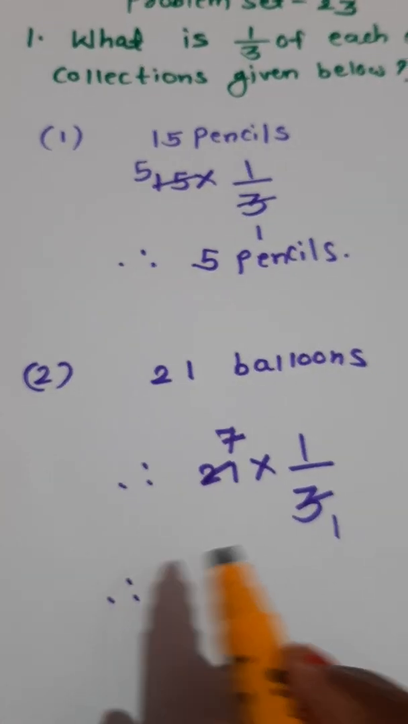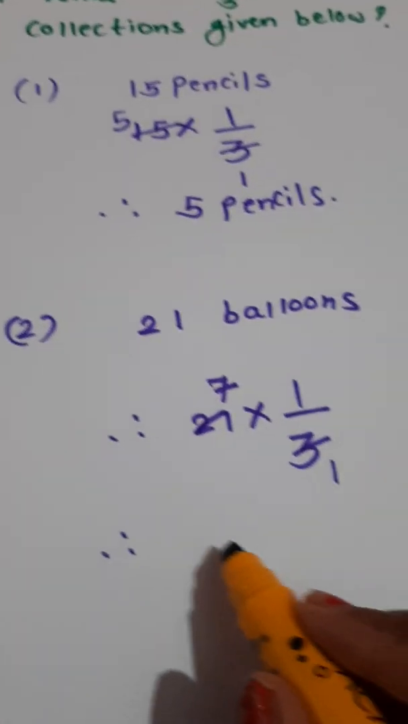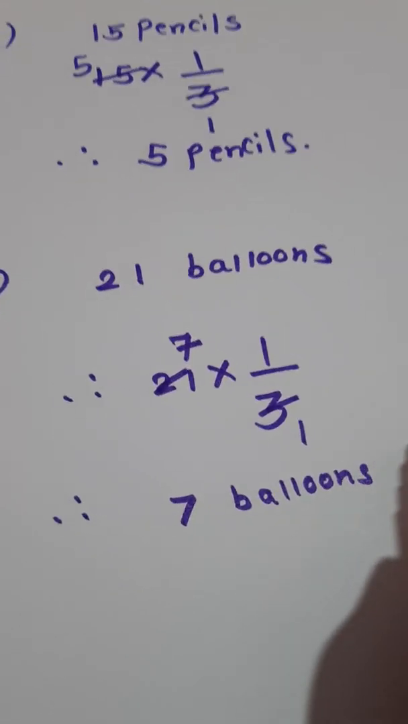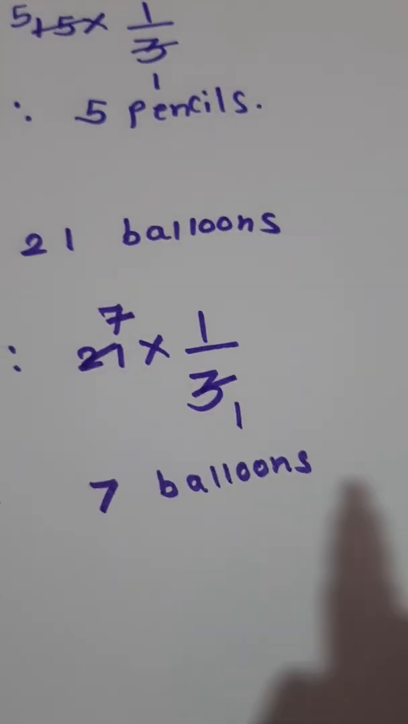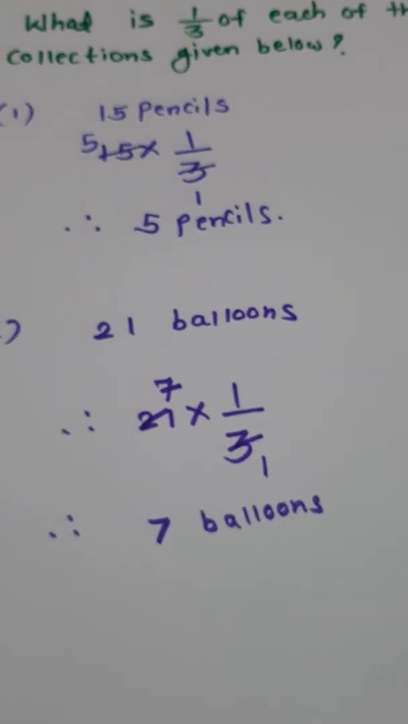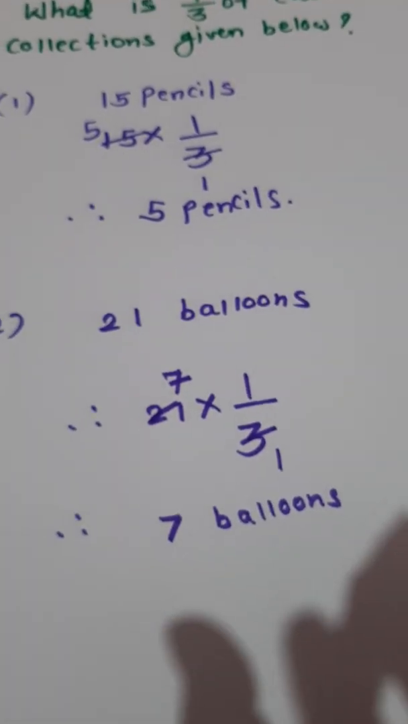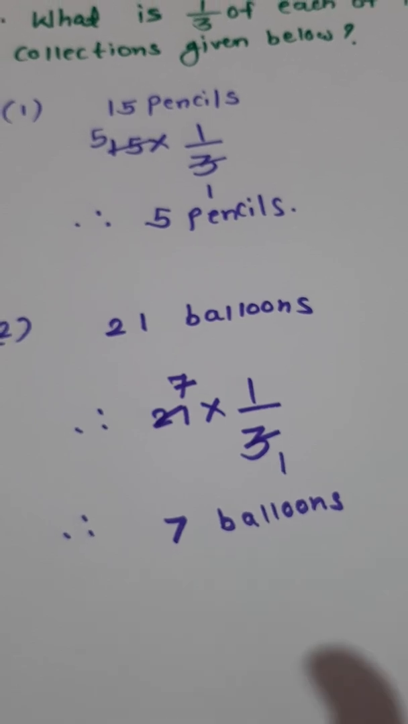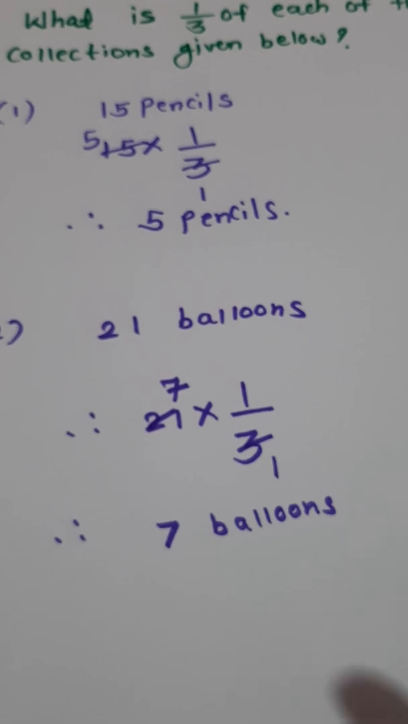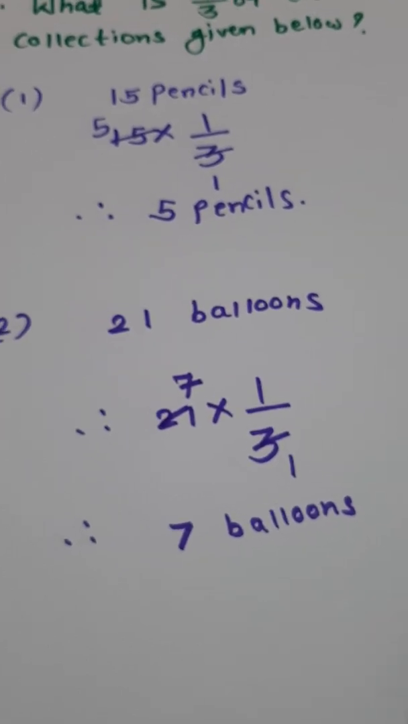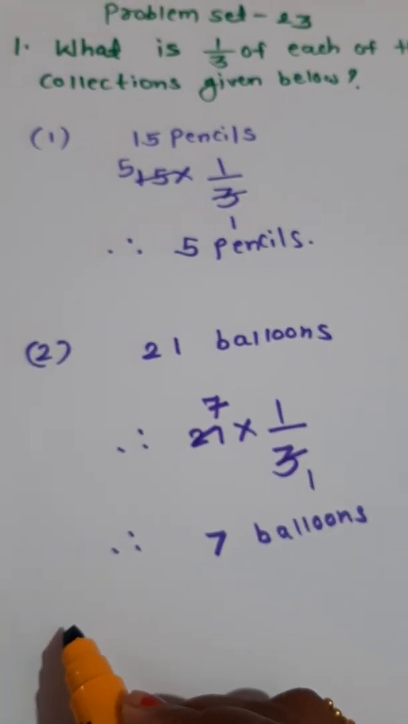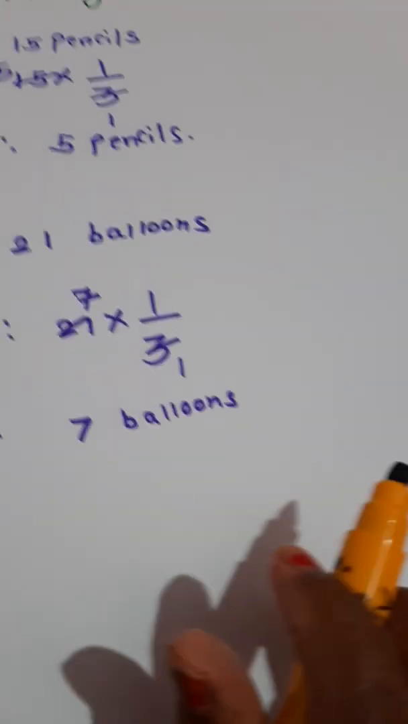So what is 1/3 of 21 balloons? 7 balloons. If you make groups of 7 balloons, we get three groups. That is called 1/3 of 21. 7, 7, 7. 3 groups of 7 balloons make 21 balloons. It means 1/3 of 21 balloons is 7. This is the way to solve 1/3 of the given collections or objects.